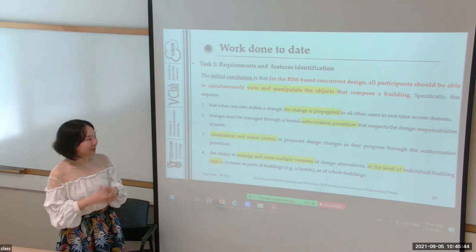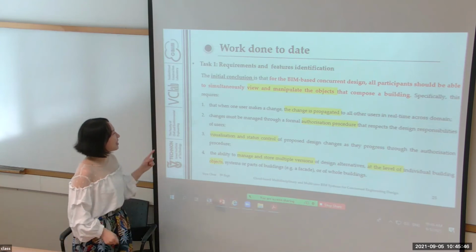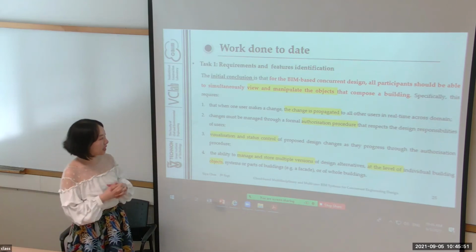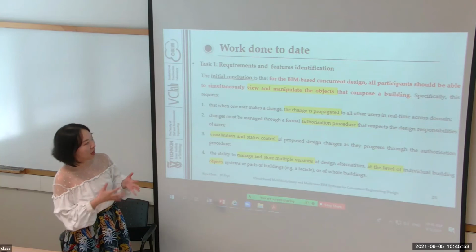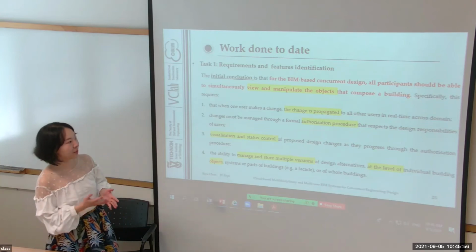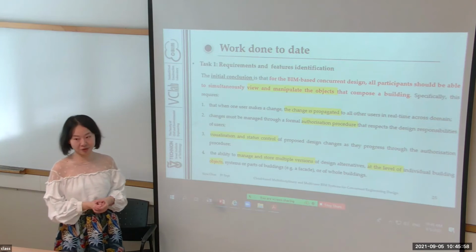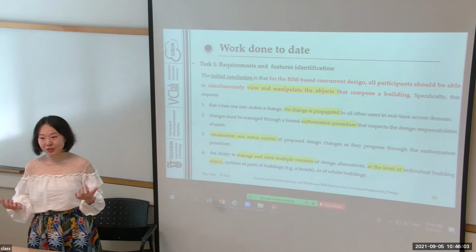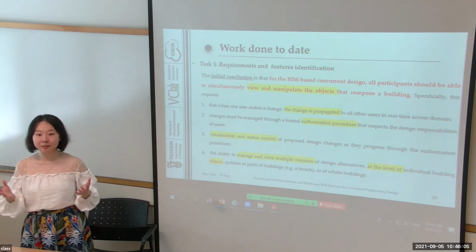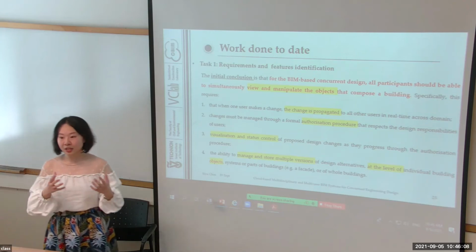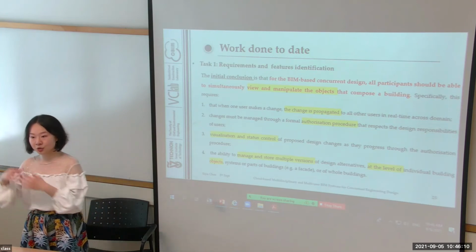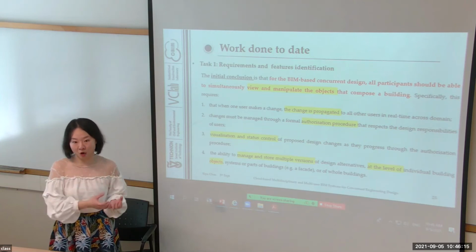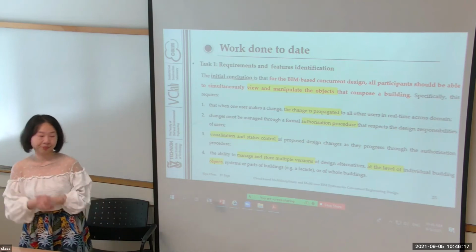The second requirement is that concurrent design also requires the changes to be managed through a formal authorization procedure that respects the design responsibility of users. So what does that mean? Obviously, everyone should take responsibility for their own model, their own design. You can propose a change to each other. However, you still need to wait for the approval from the owners, then you can get the change done.